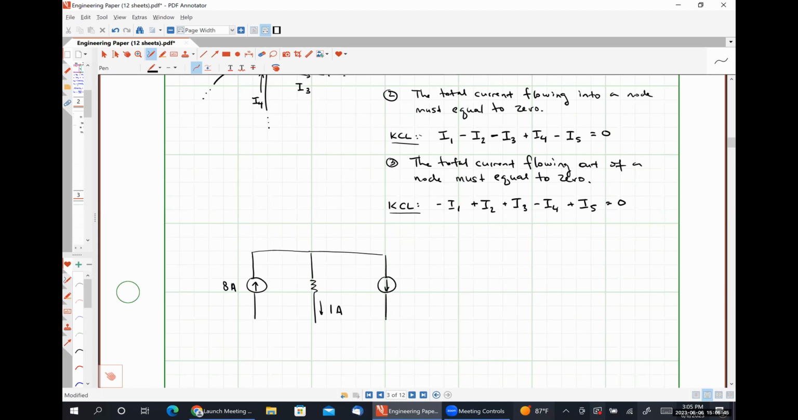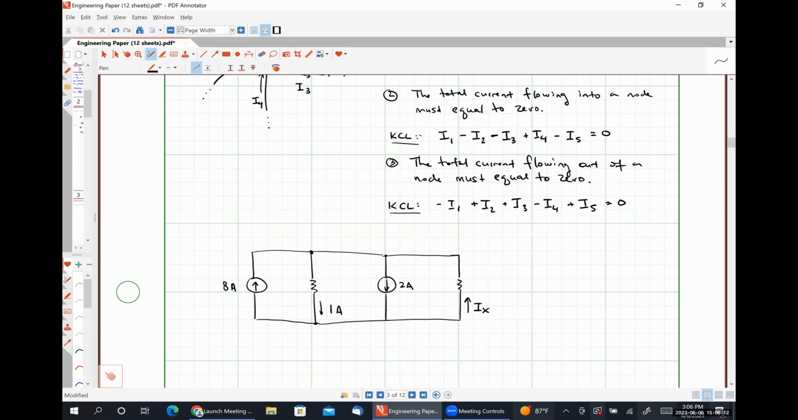We have a current flowing down here. And then we have another resistor whose value doesn't particularly matter. And I'm going to define this current Ix to be up. And we're going to try to solve for that current using Kirchhoff's current law. Okay.